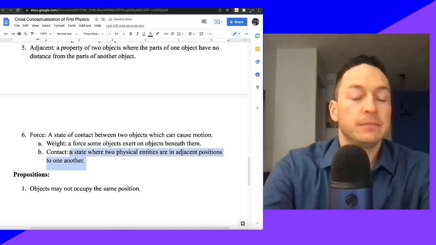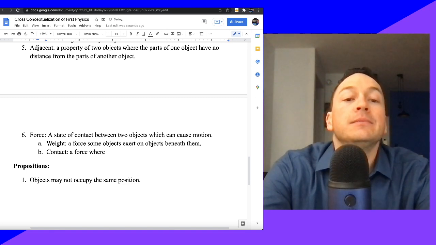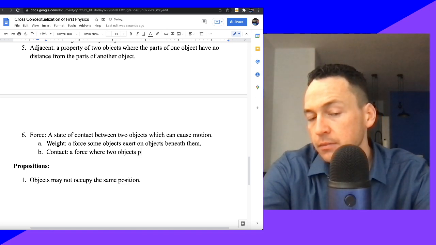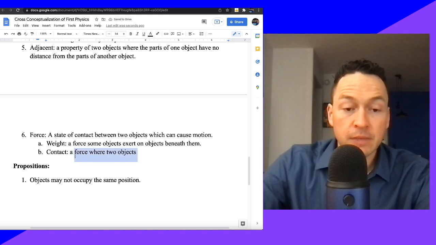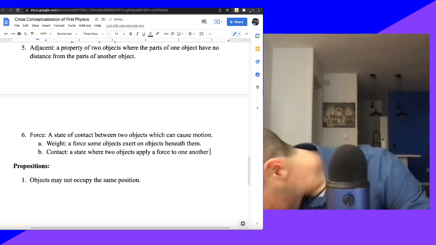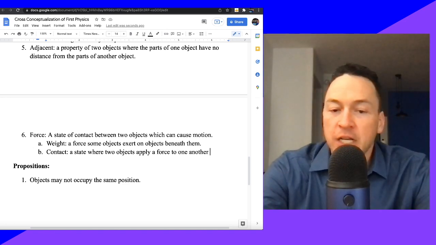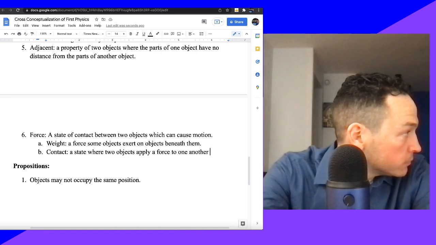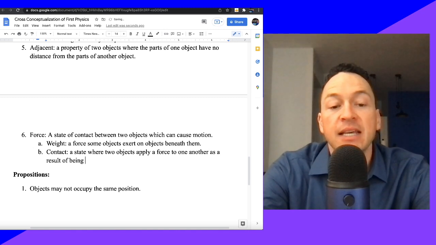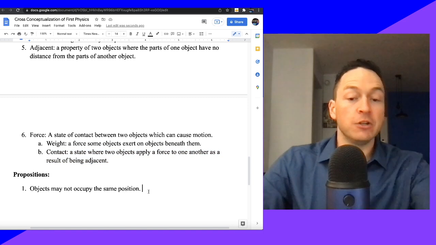Contact. A state where two objects apply a force to one another as a result of being adjacent. Okay, well, this is interesting. That's going to lead us to a new proposition.